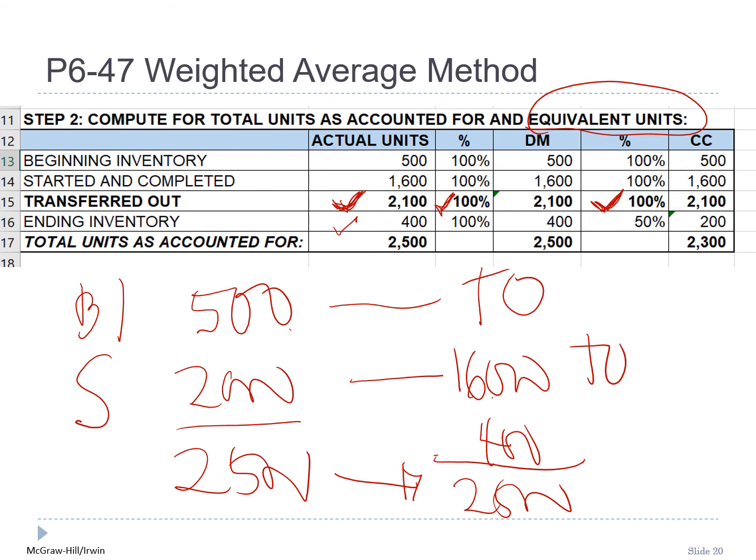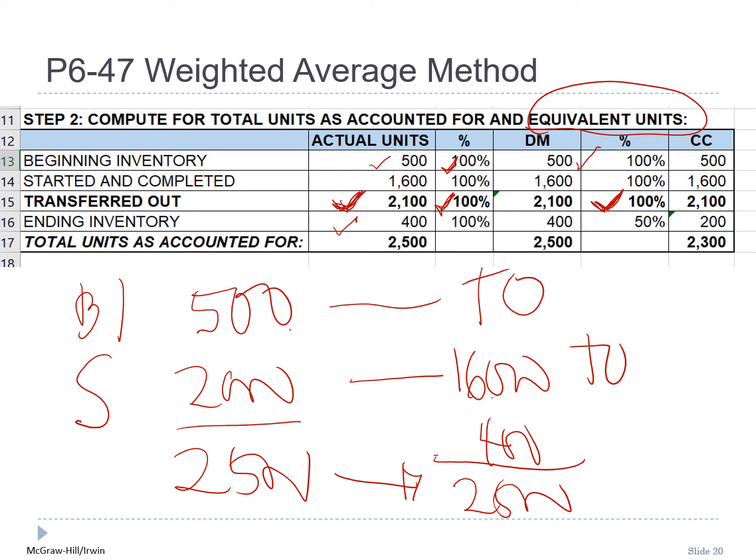So if the transferred out percentage of completion for direct materials and conversion cost is 100%, so therefore, the beginning inventories and the started and completed percentage completion are also 100%. Kaya 100% din ang nakalagay dyan. So, ang EUP is actual units, so 500, multiplied by the percentage of completion, 100%. So, that is 500 and so forth.